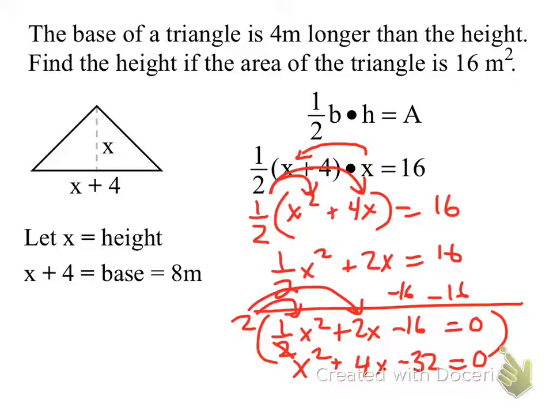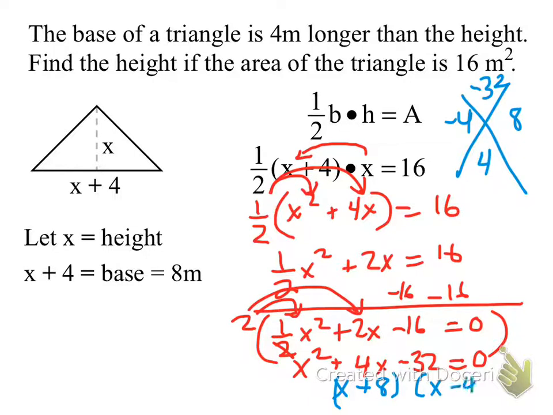Yes. So now I'm just going to factor my trinomial. What multiplies to negative 32, Kelly, and adds to 4? Oh, 8 and negative 4. Good. So it's x plus 8 times x minus 4 equals 0. This one, x minus 4 equals 0. The solution is positive 4. The other solution is x plus 8 equals 0, so x equals negative 8.